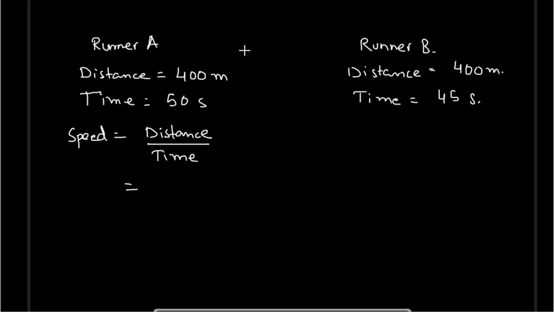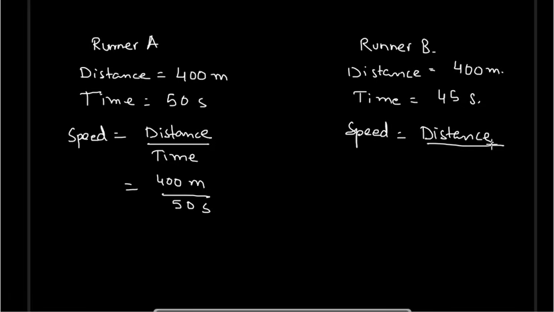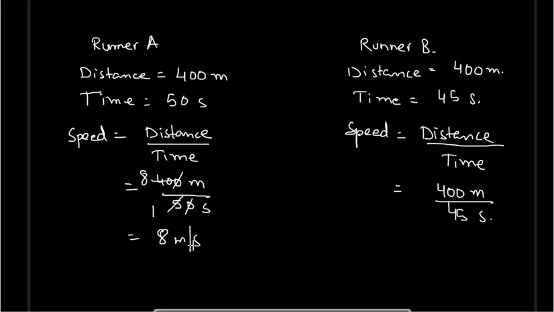The distance given to us is 400 meter and the time given to us is 50 seconds. Same goes over here. Speed of runner B is distance covered by runner B upon time taken by runner B. So distance is 400 meter and time taken is 45 seconds. If you solve the first, what do you get? 0 and 0 cancel out. 5 ones are 5, 5 eights are 40. So 8 meter per second.